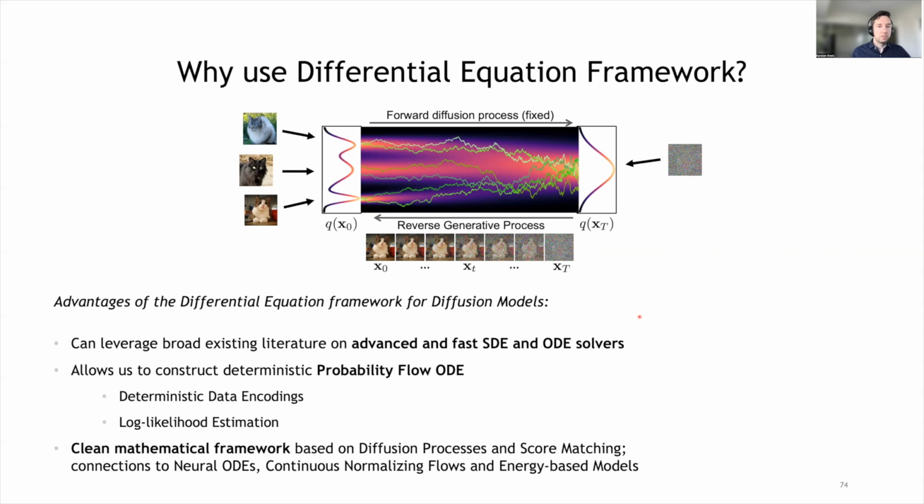Furthermore, in particular, this probability flow ODE is very useful because it allows us to also perform these deterministic data encodings, and it also allows us to do log likelihood estimation, like in continuous normalizing flows and so on. Additionally, this is overall a fairly clean mathematical framework based on diffusion processes, score matching, and so on. And this allowed us to make these connections to neural ordinary differential equations, to continuous normalizing flows, and to energy-based models, which I think provides a lot of insights into diffusion modeling.